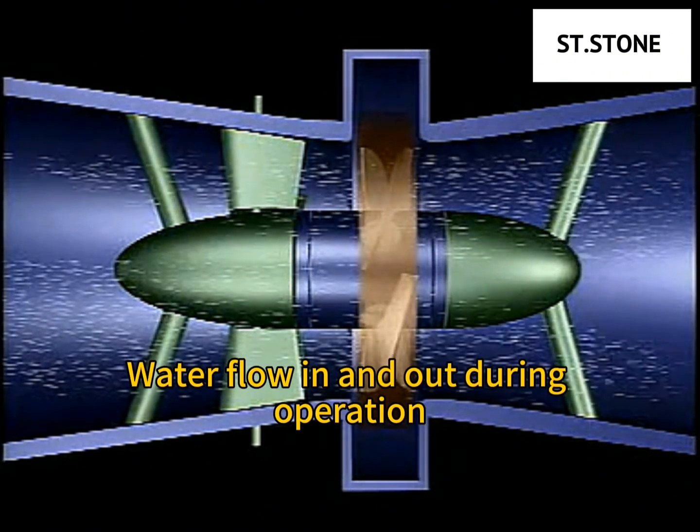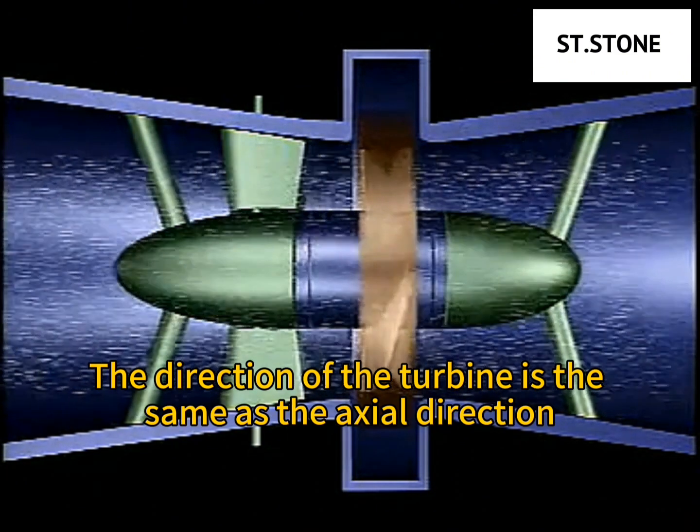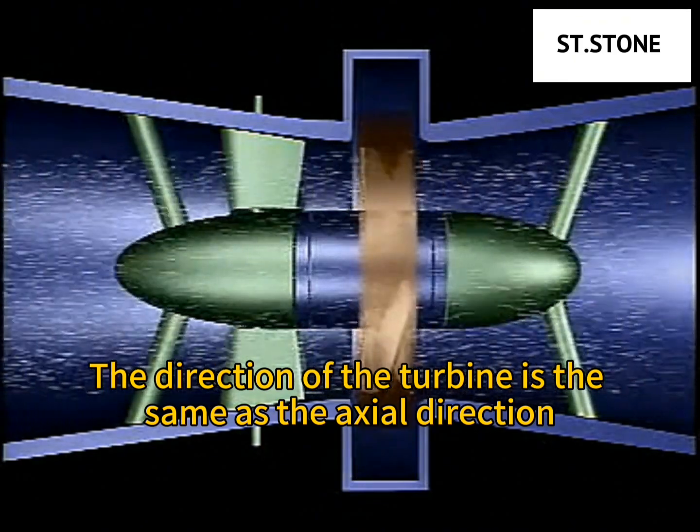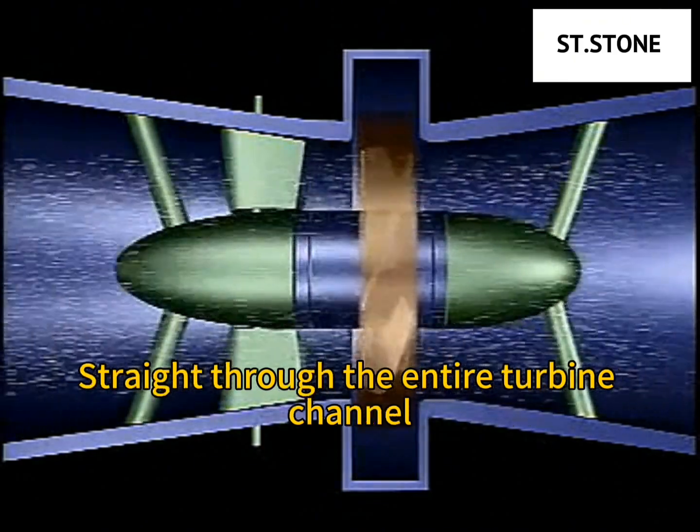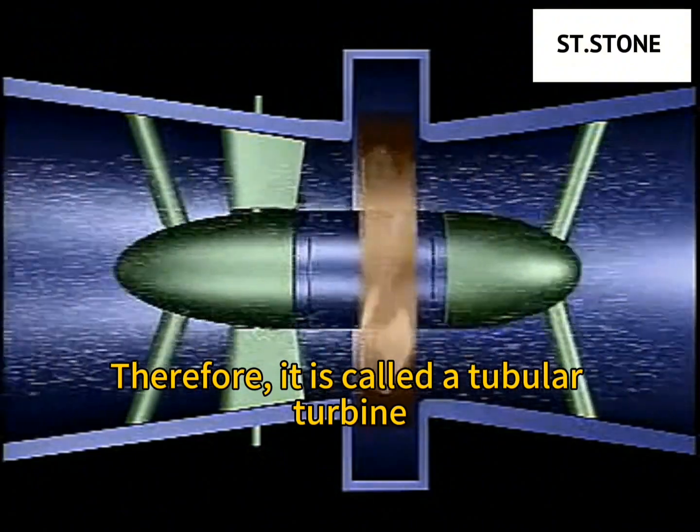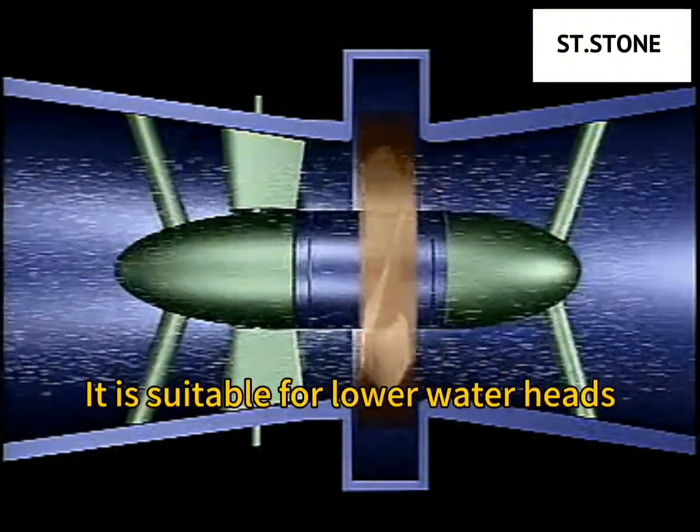Water flows in and out during operation. The direction of the flow is the same as the axial direction of the turbine, straight through the entire turbine channel. Therefore, it is called a tubular turbine. It is suitable for lower water heads.